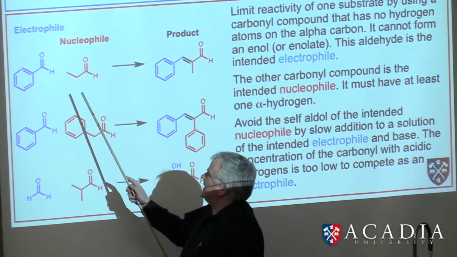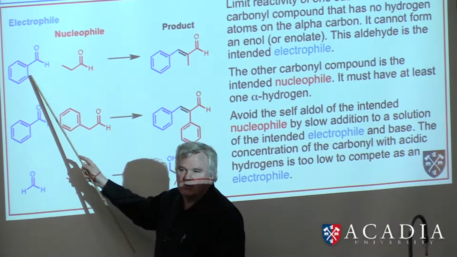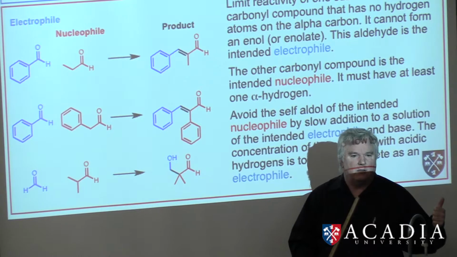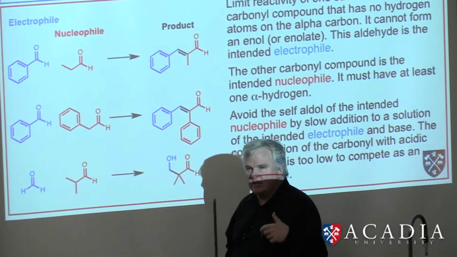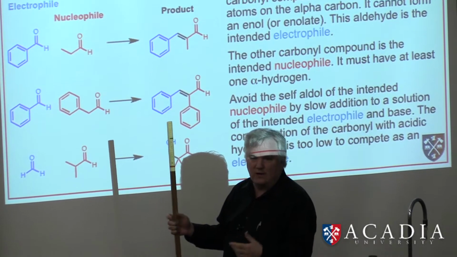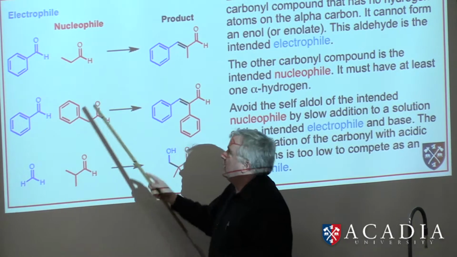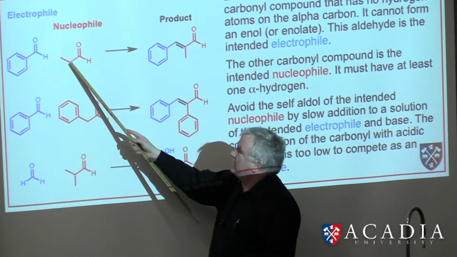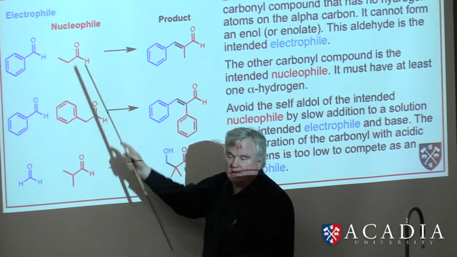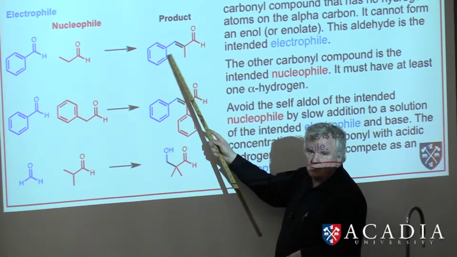So if we take these 2 aldehydes, we see this one has no hydrogens on an alpha carbon. So that can only be the electrophile. Because it has no hydrogens in the alpha position, we can't pull an acidic proton off and make it nucleophilic. So this one is always going to be the electrophile, the blue one. This one, we can pull a proton off and make nucleophilic. And then we can get our crossed aldol product. There's only one product that we can get.